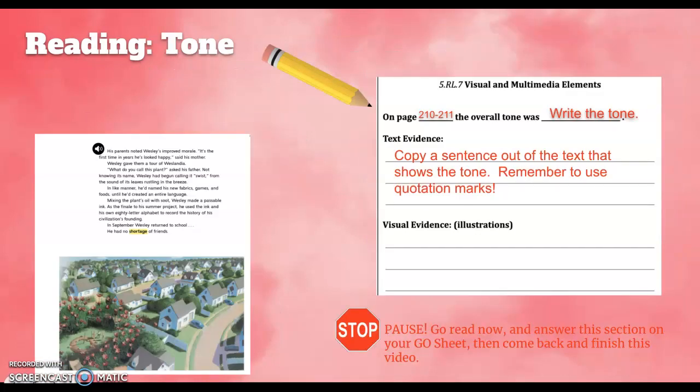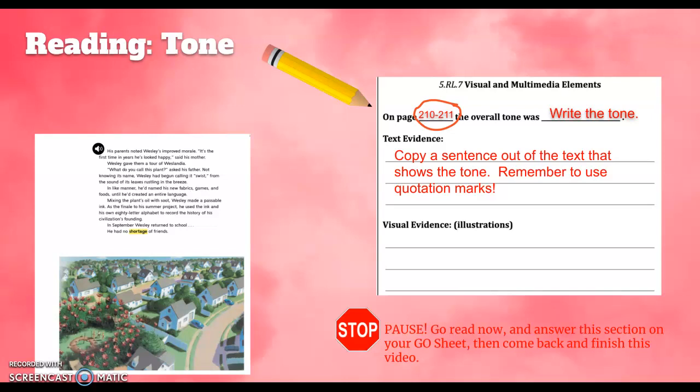but let's talk about what we're going to do on our Go sheet. So on your Go sheet, you're going to find a section that looks a little bit like this, and there's a couple of things you are going to need to do. The first thing you're going to need to do is write down the page numbers that we're working on. We're working on pages 210 and 211.